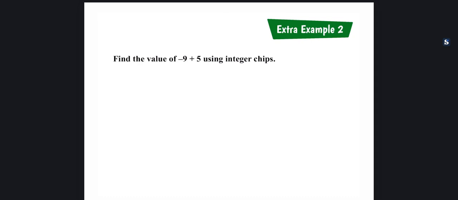Extra example 2. You'll try this problem by yourself. Find the value of -9 plus 5 using integer chips. This would be a good time to pause the video. Complete the problem by yourself, then check your answer by resuming the video. The answer to this problem is -4.